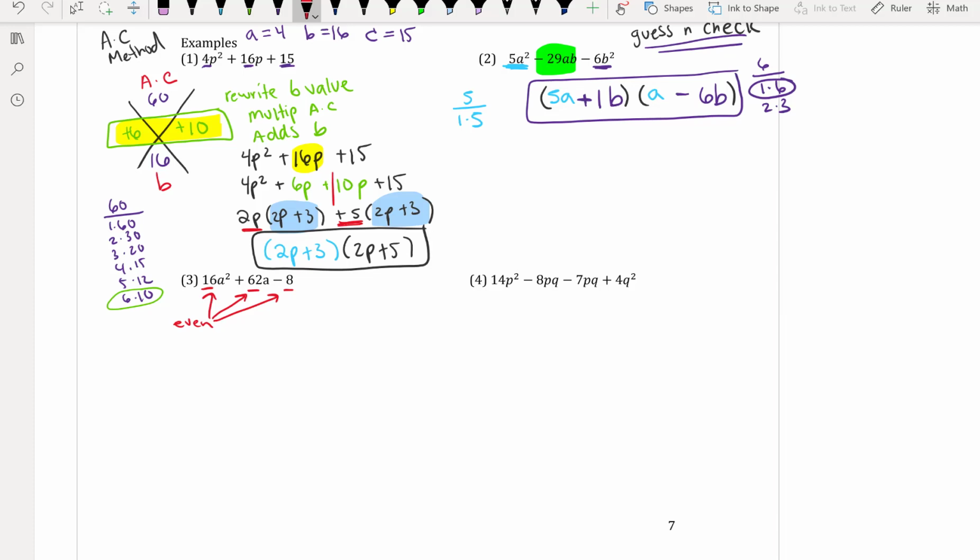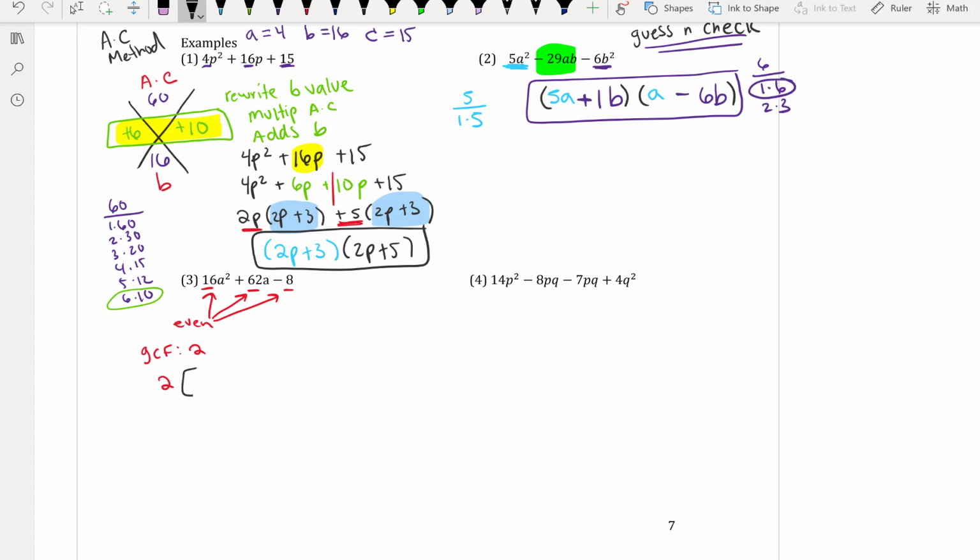What about 4? Let's see. 62 divided by 4. No, that's not good either. So it looks like my greatest common factor is going to be 2. So I'm going to factor a 2 out of everything.